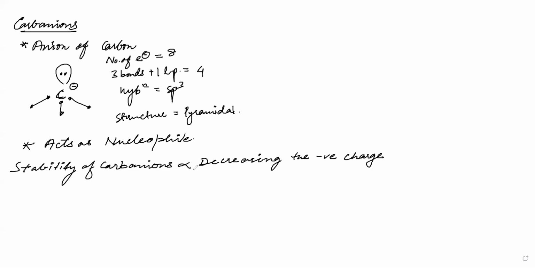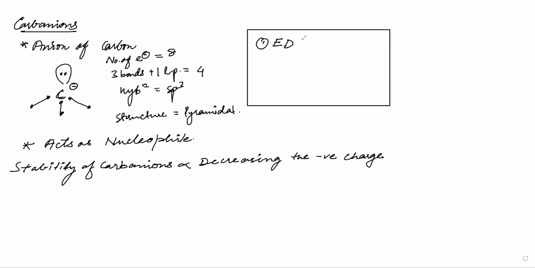Now, if you want to decrease the negative charge, I'm giving you two options. Do I have to attach electron donating groups or electron withdrawing groups to the carbanion? Which one will decrease the charge density? Withdrawing, very good. That means stability of carbanion is directly proportional to electron withdrawing groups, and inversely proportional to the electron donating groups.